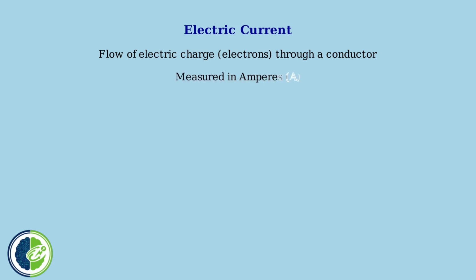Electric current is the flow of electric charge through a conductor. This fundamental concept forms the basis of all electrical circuits and devices we use every day. Electric current is measured in units called amperes, abbreviated as A. 1 ampere represents the flow of 1 coulomb of charge per second through a conductor.